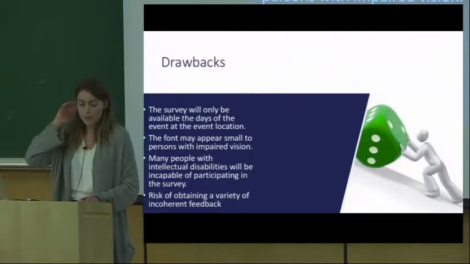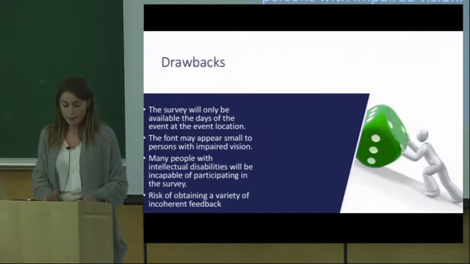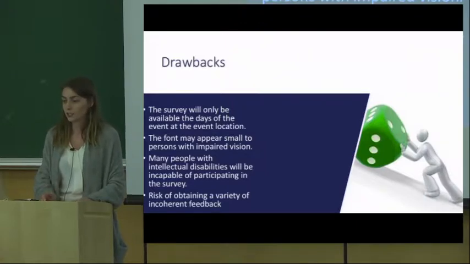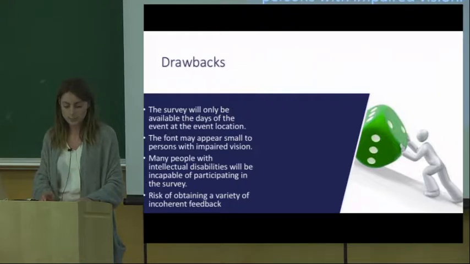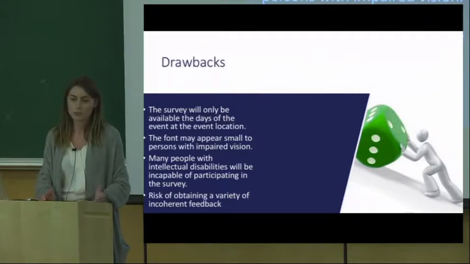The potential drawbacks are that the survey is only available in person on the days of the event. In addition, the font may appear small for persons with impaired vision, and many people with intellectual disabilities won't be able to participate in the survey. To address this last important issue, I suggested training the volunteers to ask the members in person and collect the results, or that they be asked at a later date when attending the organization, as many attend the organization on a weekly basis. And lastly, there's always a risk of obtaining a variety of incoherent feedback, which would make it very difficult to make actual evidence-based conclusions.